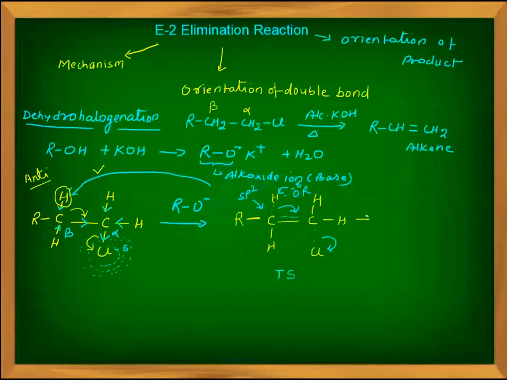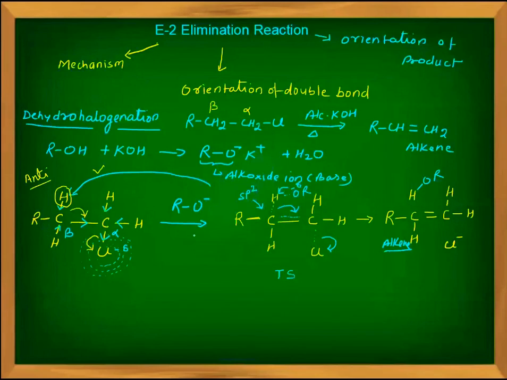the final product of the reaction, RCH=CH2, along with Cl minus and ROH. What is the product of this reaction, students? Alkene. This is the product of the reaction.